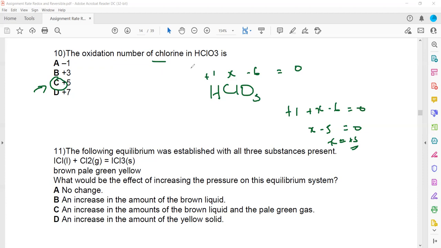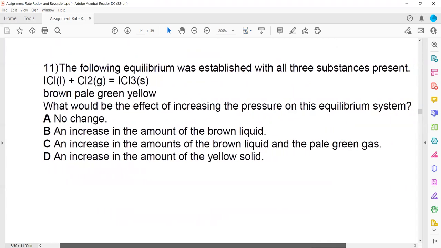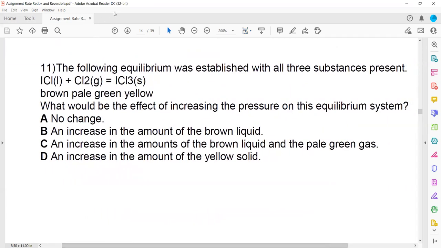Then question 11. In this question, the following equilibrium was established with all the three substances present. ICl plus Cl2 gives ICl3. ICl is brown in color. Chlorine is pale yellow, sorry, pale green, and ICl3 is yellow.